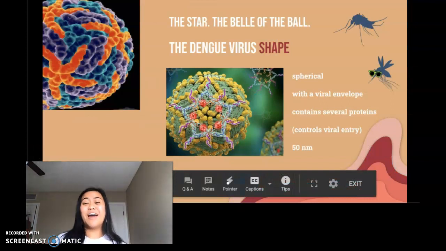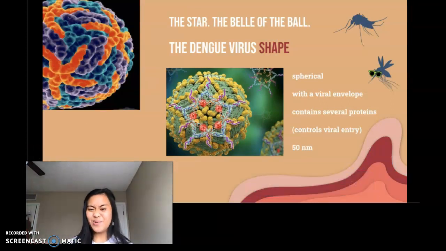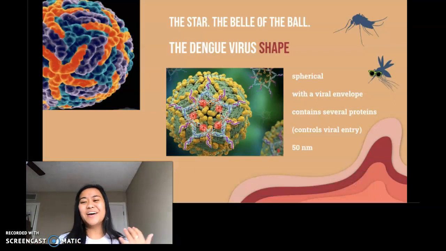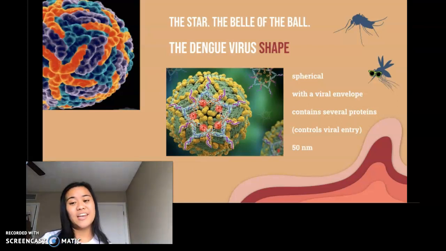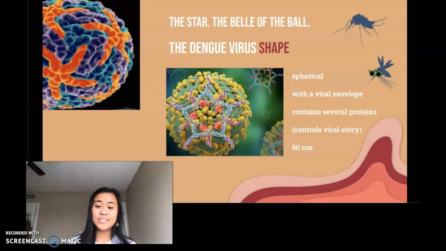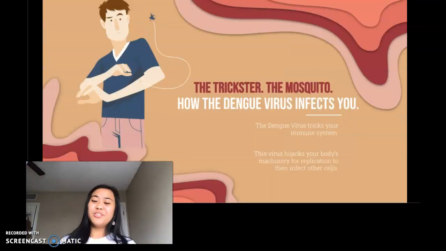So the dengue virus shape, it's like a star. It's almost like the belle of the ball. It's ball shaped. It also has some star-like proteins. It's spherical once again, and it also has a viral envelope and contains several proteins on its outer membrane, which controls viral entry, and it's also pretty small. It's 50 nanometers. So the dengue virus is pretty much a trickster.